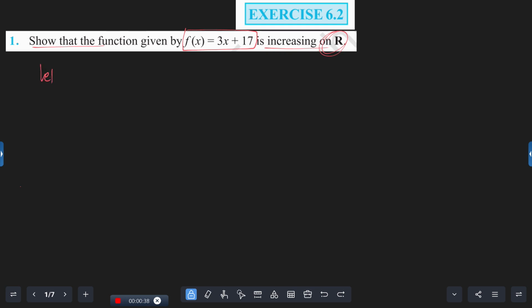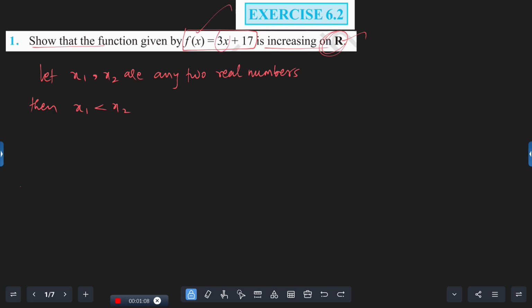So let x1, x2 be any two real numbers I will take, because they said the domain is R, so any two real numbers I am taking. Then the condition is what? We should assume x1 less than x2. Always x1 less than x2 we should go. Okay, so you should bring the question here.